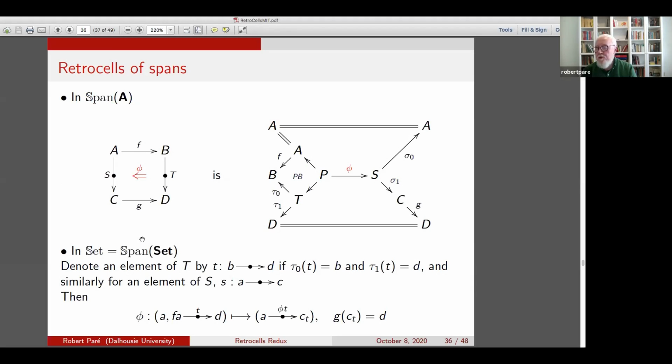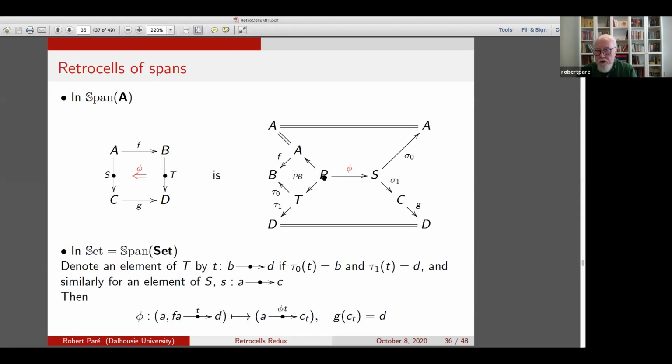So let's look at retrocells in span now, okay? Because I just want to see what they look like. So you have a retrocell here, phi, in this span. So you have to compose T here. This is T with F lower star, and the way composition goes is you take the pullback. T F lower star is the complicated composition, and G lower star S is the easy one. You just multiply the projection here by G. So this here is G lower star S.